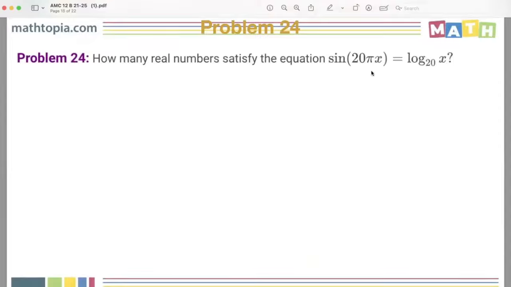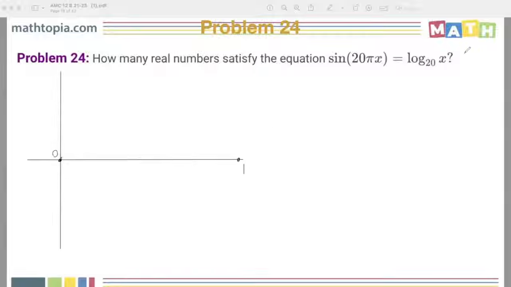So this is a question about the intersection of two graphs. Oftentimes it's helpful to draw a diagram. So we can draw our coordinate plane. Let's just think about from 0 to 1 first. We can worry about later numbers later, because this is where a lot of the action is going to happen.